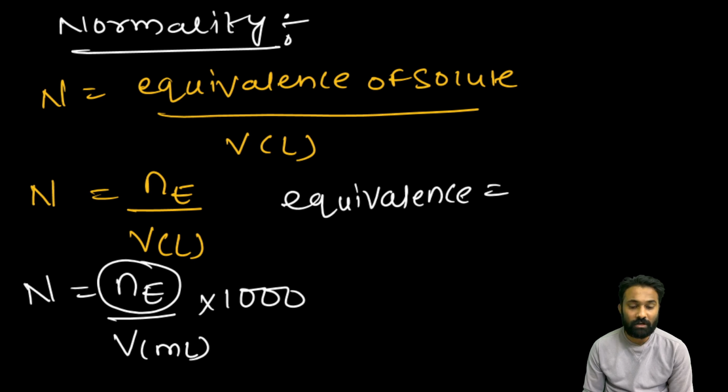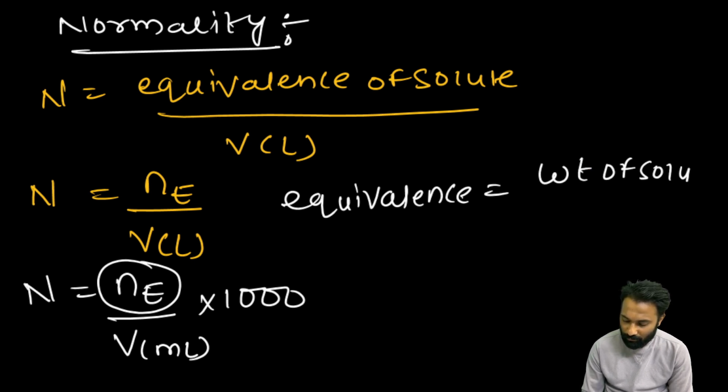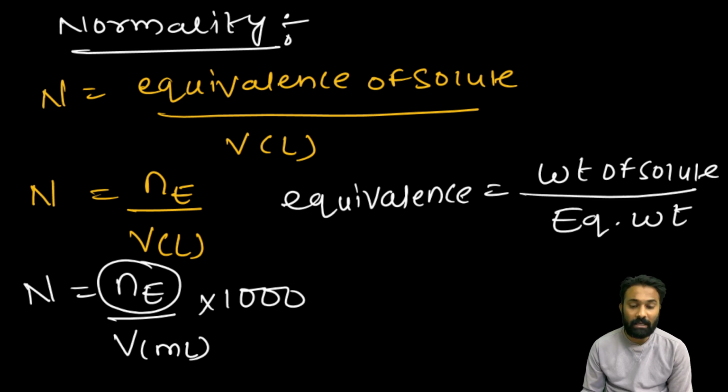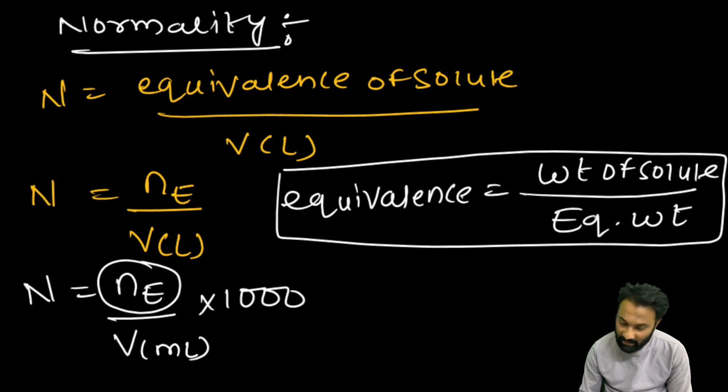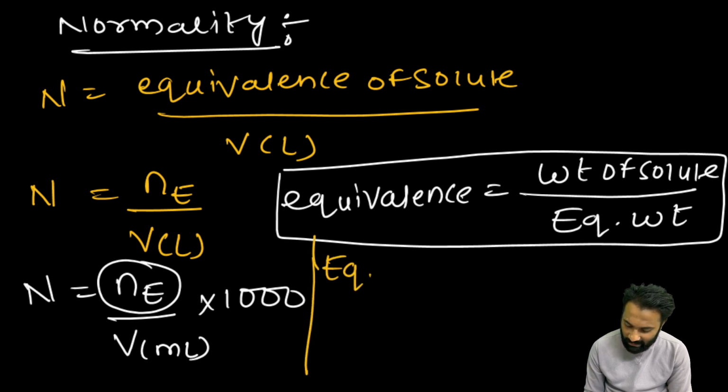What is the equivalence formula? Equivalence is equal to weight of solute by equivalent weight. Here also another formula is there, and you have to remember it. What is the equivalent weight formula? Equivalent weight is equal to molecular weight by n factor.